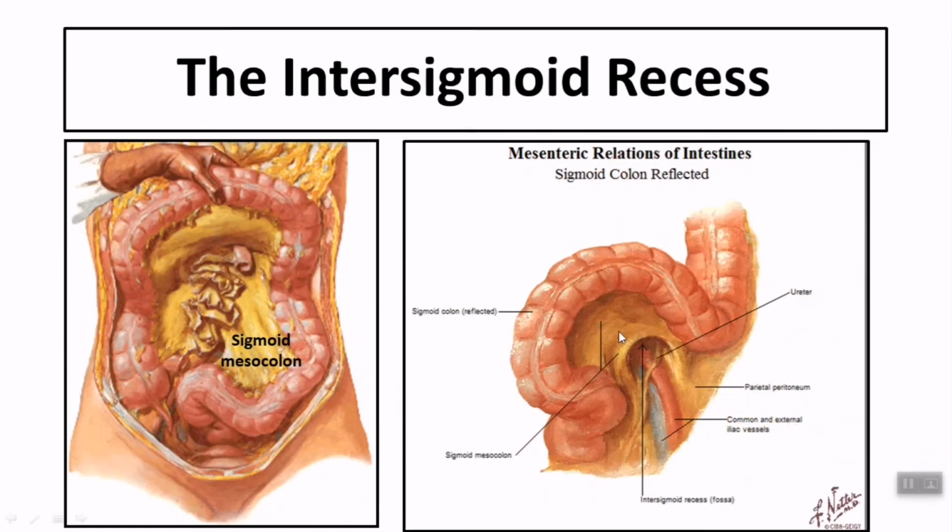Another recess that lies at the root of the sigmoid mesocolon is called the intersigmoid recess. It lies at the apex. This is the sigmoid mesocolon. When we reflect it upward, at its apex we have what we call the intersigmoid recess.